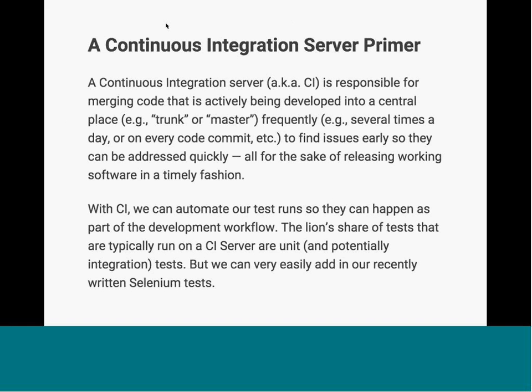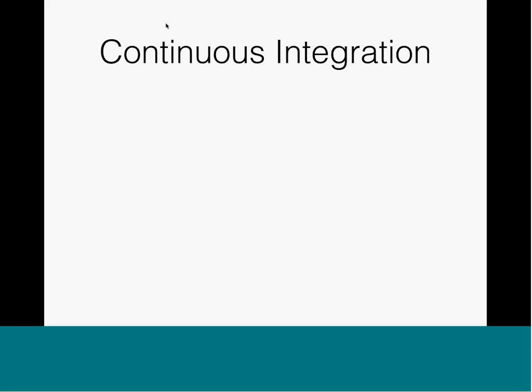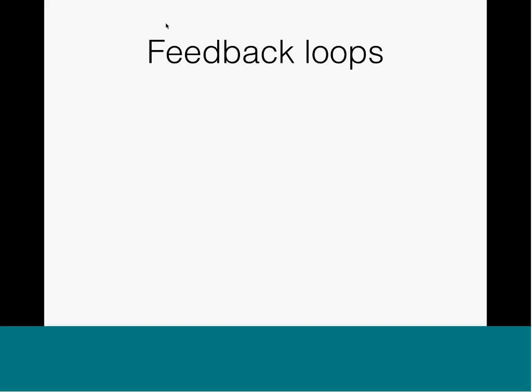And the lion's share of tests that are typically run on a CI server are not Selenium tests, but unit tests and potentially integration tests. But we can very easily add the tests we just wrote to continuous integration. And so really what continuous integration, aside from a textbook definition, means to me is that it offers feedback loops. It offers you a mechanism to offer feedback to the team, either a team of other testers or potentially the developers that you're on the team with. And it also sets you up for the ability to do code promotion and moves you closer and closer towards continuous delivery if you're not already there.